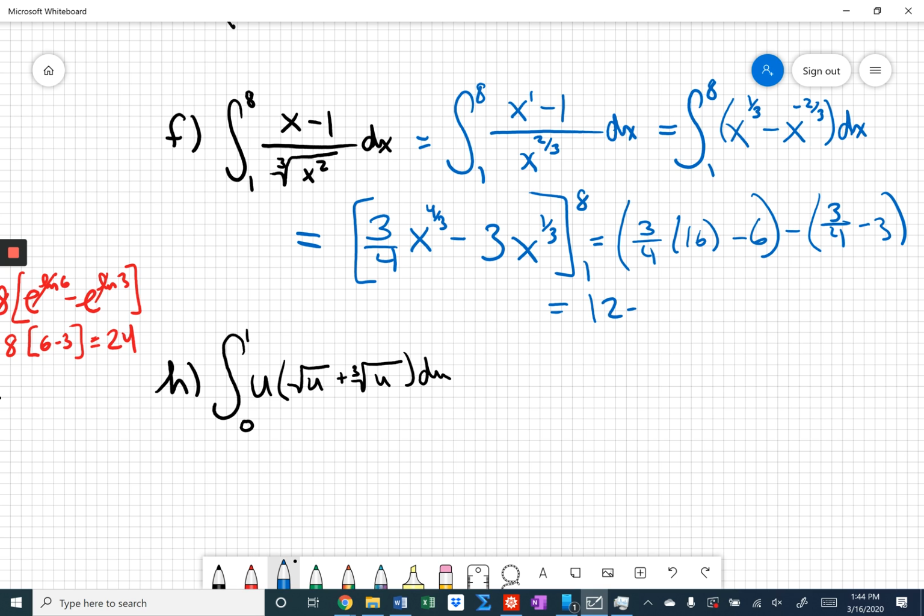So what is that? 12 minus 6 over here, minus, you could think of this as 12/4, and 3 minus 12/4 is negative 9/4. And then so it's 6 plus 9/4. However you want to think about this, that's 24/4, 33/4 as that.